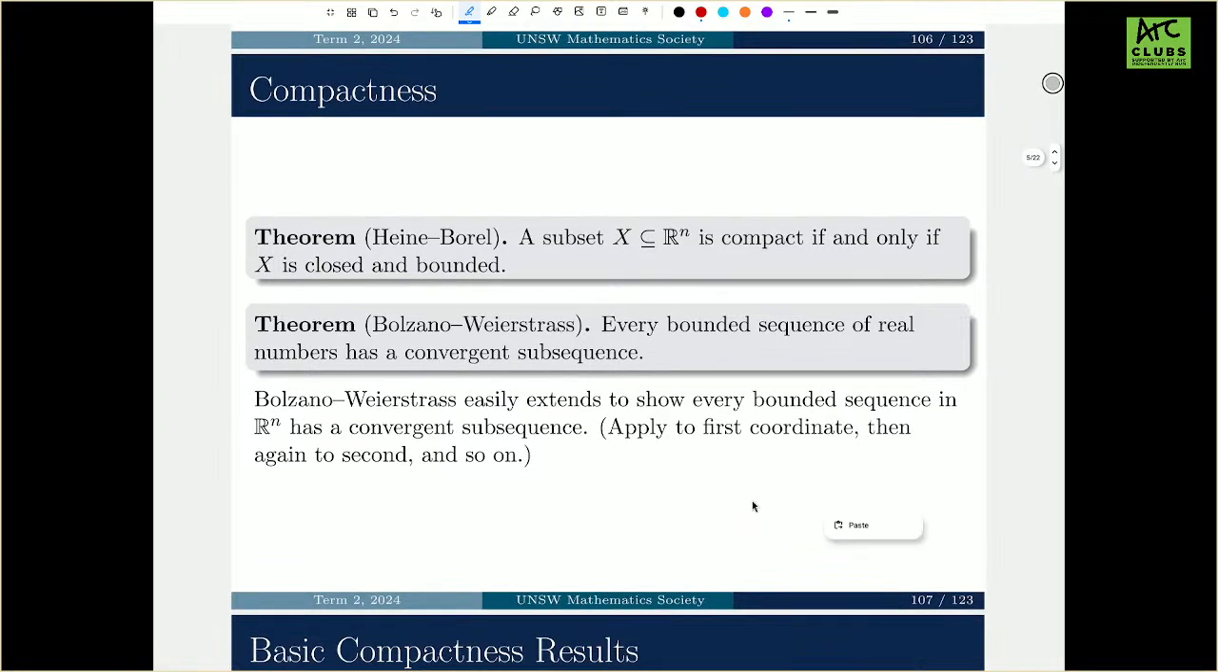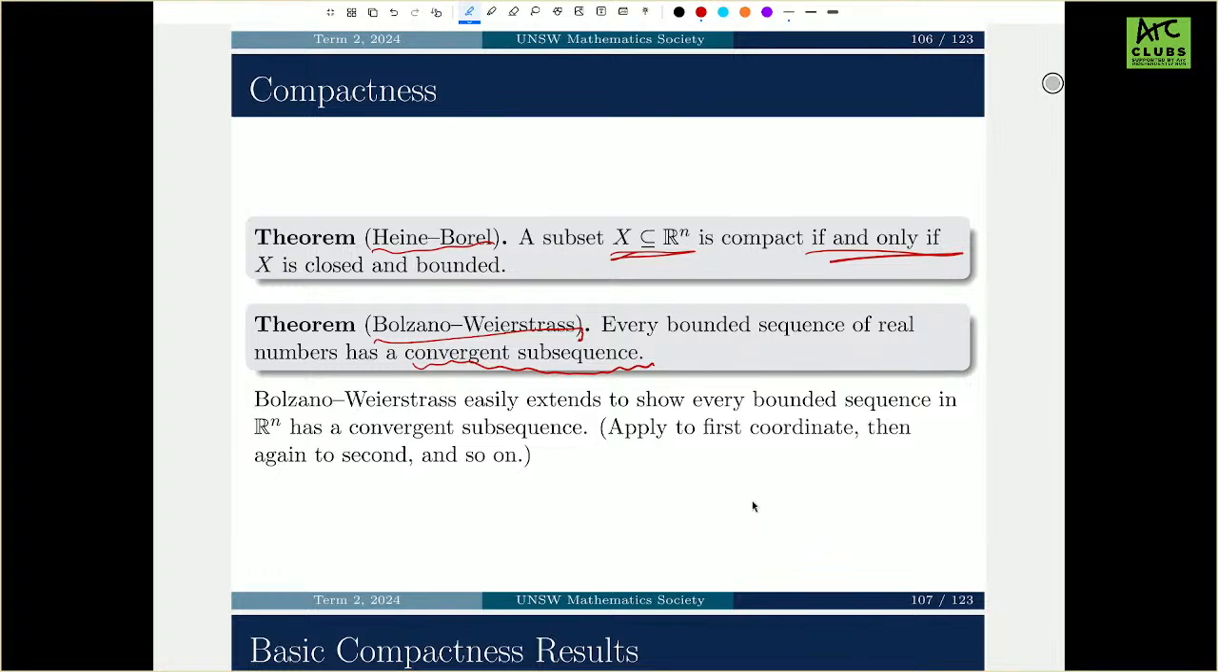Okay, so here's the theorem. Heine-Borel: a subset of R^n, Euclidean space, is compact if and only if it is closed and bounded. So closed and bounded and compact are equivalent in R^n. And then Bolzano-Weierstrass: every bounded sequence of real numbers has a convergent subsequence. The proof for Bolzano-Weierstrass is pretty elementary.